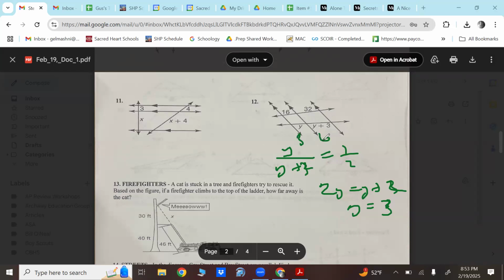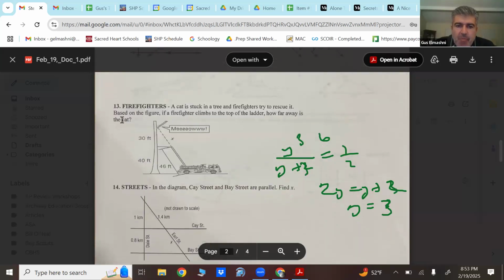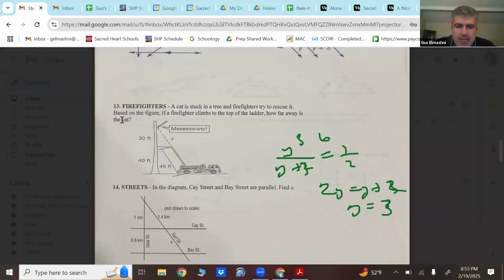Questions on those? No questions? No, those are pretty light. Okay. We have some word problems, but they're still gonna follow the same thing, so it seems.